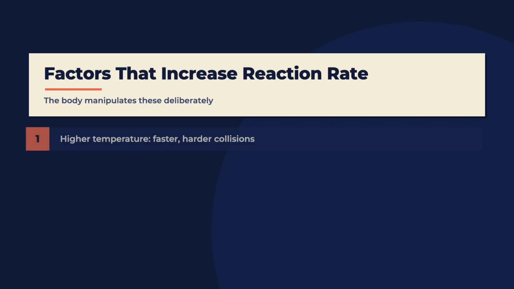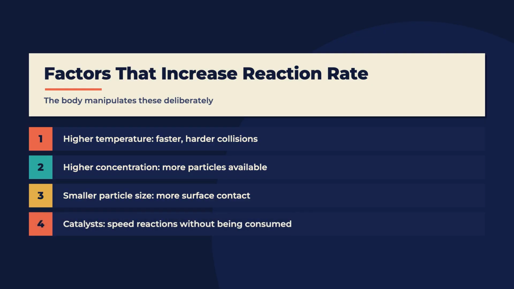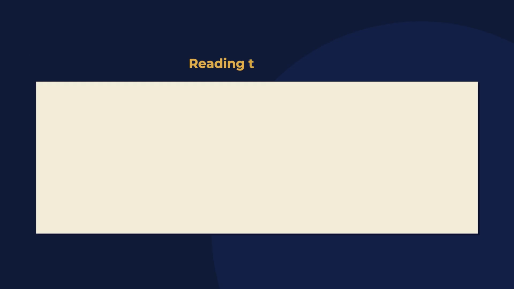Reaction rate depends on a handful of factors: higher temperature, higher reactant concentration, smaller particle size, and a catalyst. Catalysts matter most, because enzymes lower activation energy and metabolic reactions run fast at body temperature, making enzyme availability the true regulator of biological reaction rates.